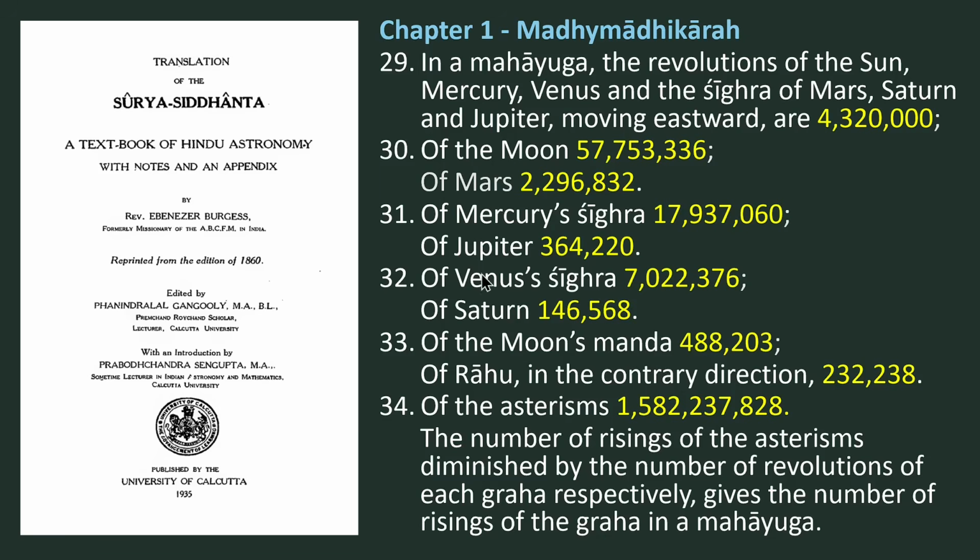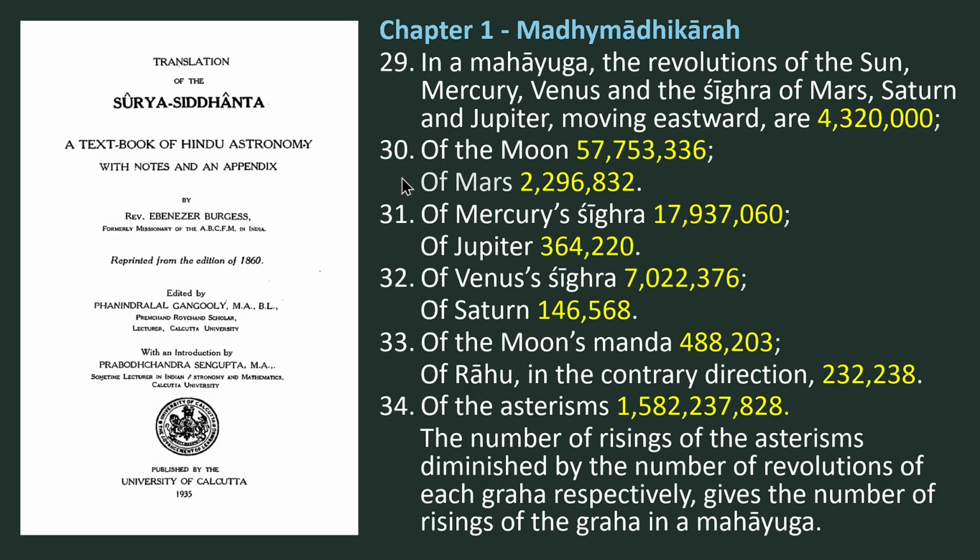Secondly, if you look at the first shloka, it says a lot of things. In the Mahayuga, the revolutions of the Sun, Mercury, Venus, and the Shigra of Mars, Saturn, and Jupiter, all of them are moving 4,320,000 revolutions in the Mahayuga. Now, I'm going to focus only on revolutions of the Sun and ignore the rest, because the rest are down here. The Moon, Mars, Mercury, Jupiter, Venus, and Saturn are all here. So these are the ones I will focus on. And Sun is here.